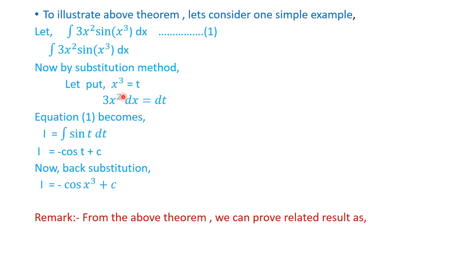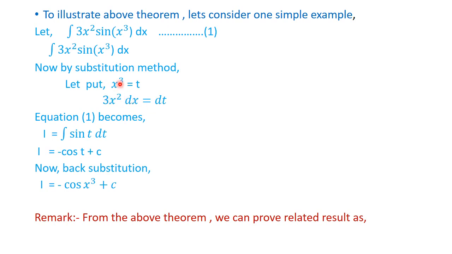Now differentiate this equation with respect to x. Listen carefully, differentiate with respect to x. Therefore, the derivative of x cube is 3x square only, and the derivative of t with respect to x is dt by dx. But I have adjusted this term to the LHS already, because I want to find out the value of this whole term in terms of a new substituted variable, that is, t.